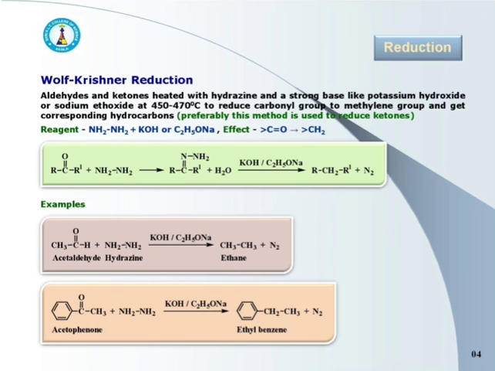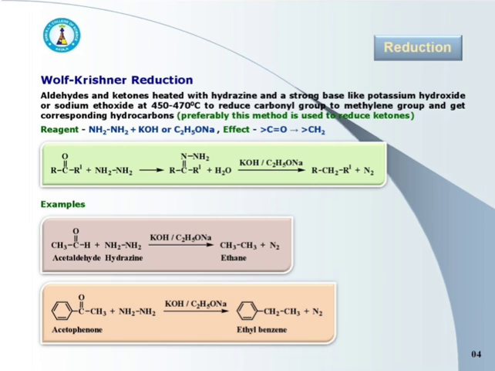Now see the Wolff-Kishner reduction. Aldehydes and ketones, on being heated with hydrazine and a strong base like potassium hydroxide or sodium ethoxide at about 450 to 470 degrees centigrade, the carbonyl group gets reduced to a methylene group to give the corresponding hydrocarbons. This is known as Wolff-Kishner's reduction.